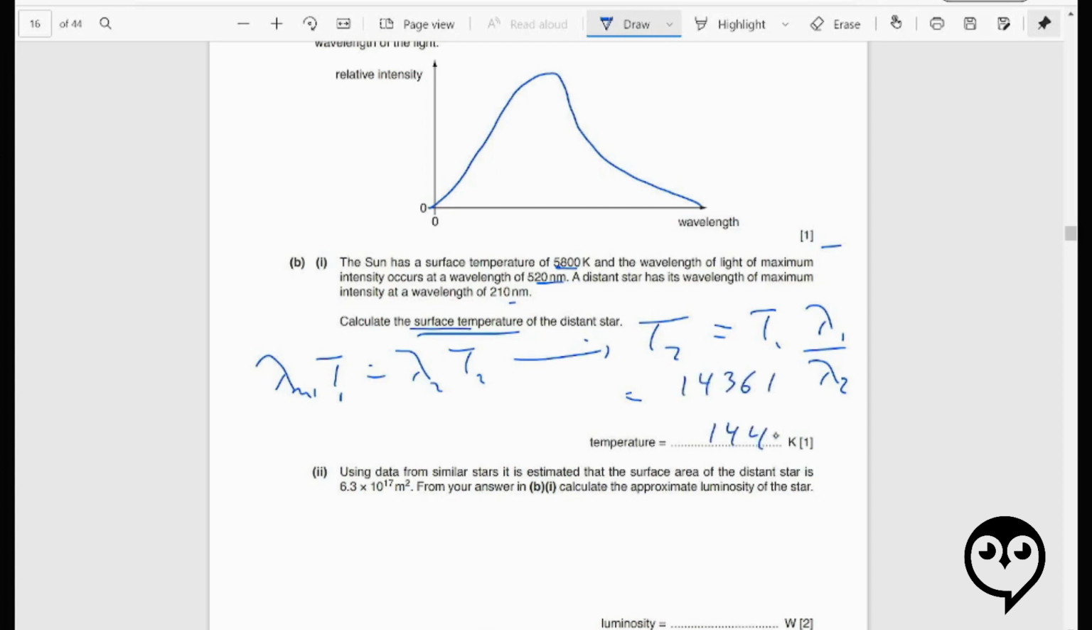14,361. Maybe for sig figs, I'll round up to 14,400. Notice I didn't mess around with units, because this is a ratio of wavelengths, and so the units won't matter, and it's just multiplying, going to, in this case, increase the temperature.